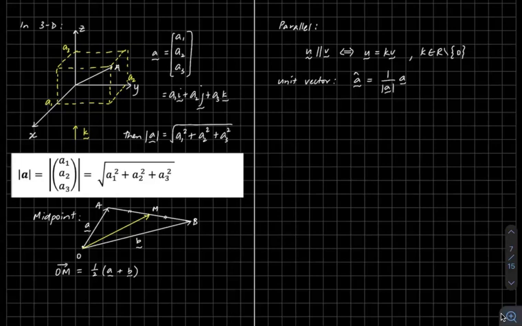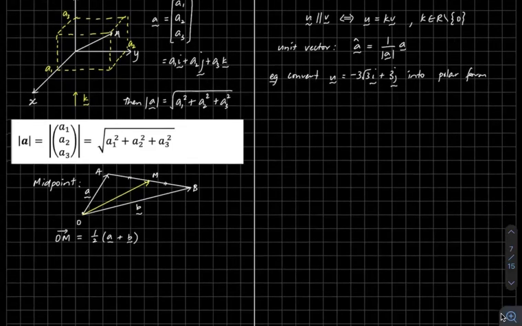Alright, so finally then, let's do a quick example. Let's convert the vector u equals negative 3 root 3 i plus 3 j into polar form. Alright, so for polar form, I'm going to always draw for myself a little sketch of this.